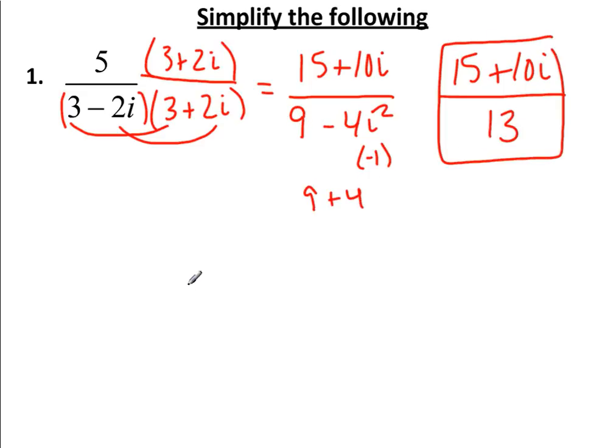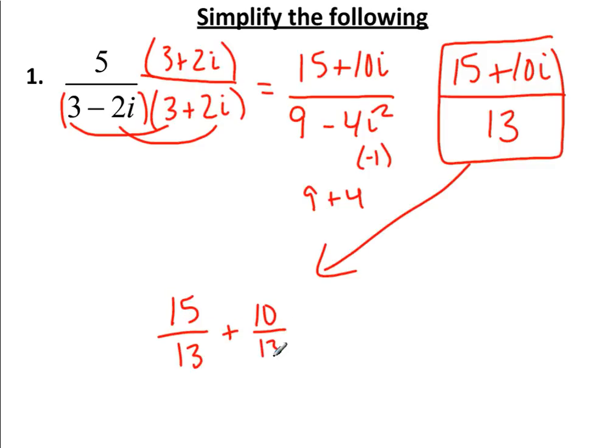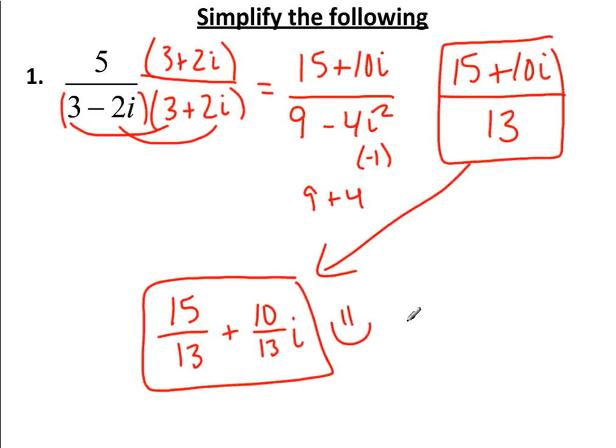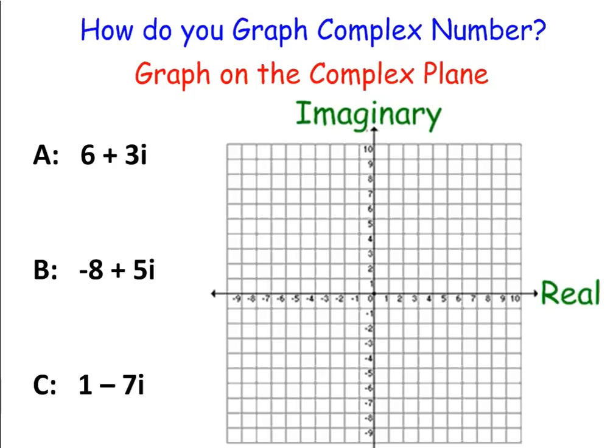So you could leave the answer like this, or a lot of times, since we want this in standard form, this is not standard form because I have real plus imaginary over real. What we would prefer is for you to write it as 15 over 13 plus 10 over 13i. This is in standard form for a complex number, so this is the best answer to give. This is great that you got this, but to get full credit, you'd want to put it in standard form if that's what I ask.